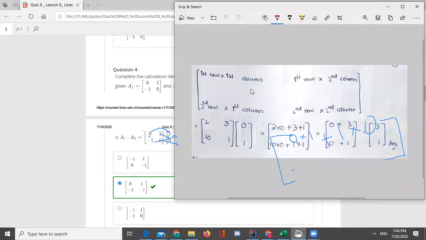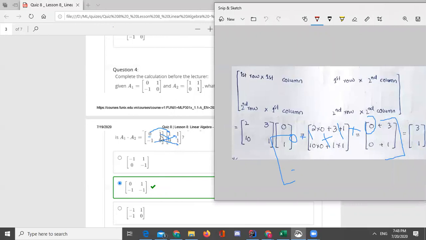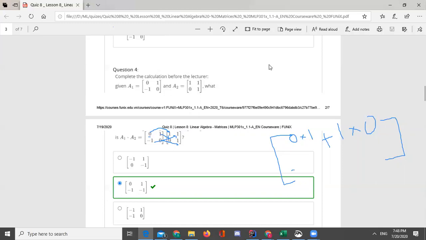I'm not sure I understand. So in this formula, first row with first column. First row here is 0, 1, and first column is 1, 0. So you multiply first element with first and second with second and put a plus sign in the middle. Okay, I see now. So it would be 0 times 1 plus 1 times 0. Yes. Okay, so this will be the first element. The second element.